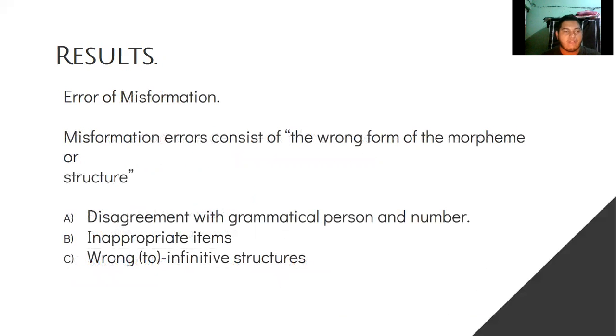Now, the error of misformation. Misformation error consists of the wrong form of the morpheme or structure. We have three categories: disagreement with grammatical person and number, inappropriate items, and wrong to-infinitive structure. The first one, disagreement with grammatical person and number, is when the students use or add the third person when there is no third person.